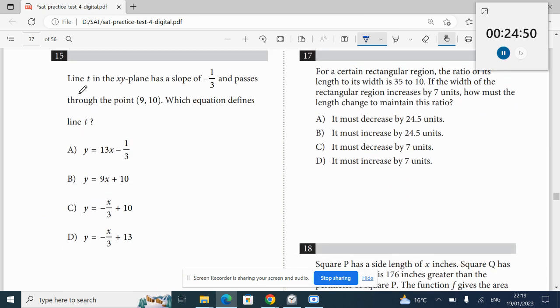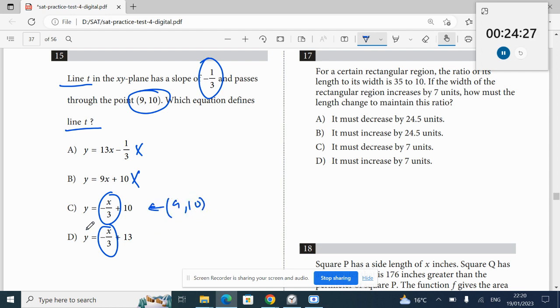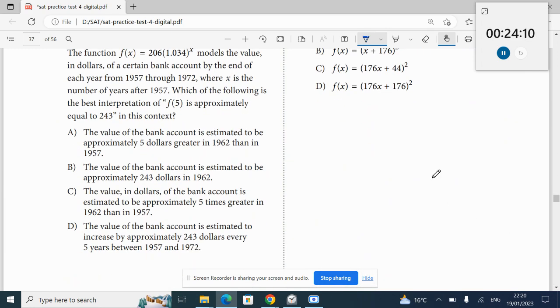Then we have question number 15. If line t in the xy plane has a slope of minus 1 over 3 and it passes through this point, which equation defines the line t? A slope of minus 1 over 3 means these two, right? So cancel, cancel. If the point is x equals 9, we can simply put 9 and 10 in this and 9 and 10 in the other one as well. If we put the value 9 in C, it's going to come 7 and y is 10. And if we put it in the other one, it's going to come 10. So T is the answer. 16.